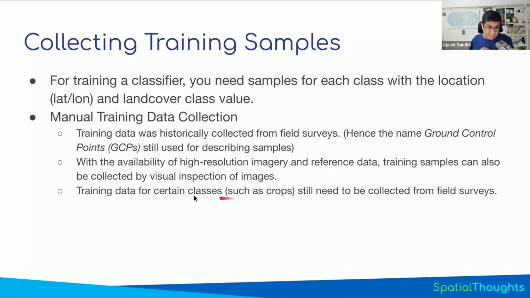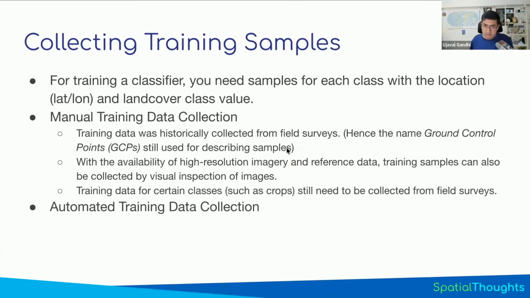There are still certain classes where you cannot really tell from the images. Even if you look at a Sentinel-2 image, or even high resolution images like what you might see in Google Earth, you can't really identify what the crop is. So if you want to do a crop classification, you still have to go to the field and say, I want to know what crop is growing at this pixel at this time. So even with high resolution imagery, you still may have to go to the field and collect some data. But for many classes, if you're able to interpret this visually, you can just sit at a computer and label the data.